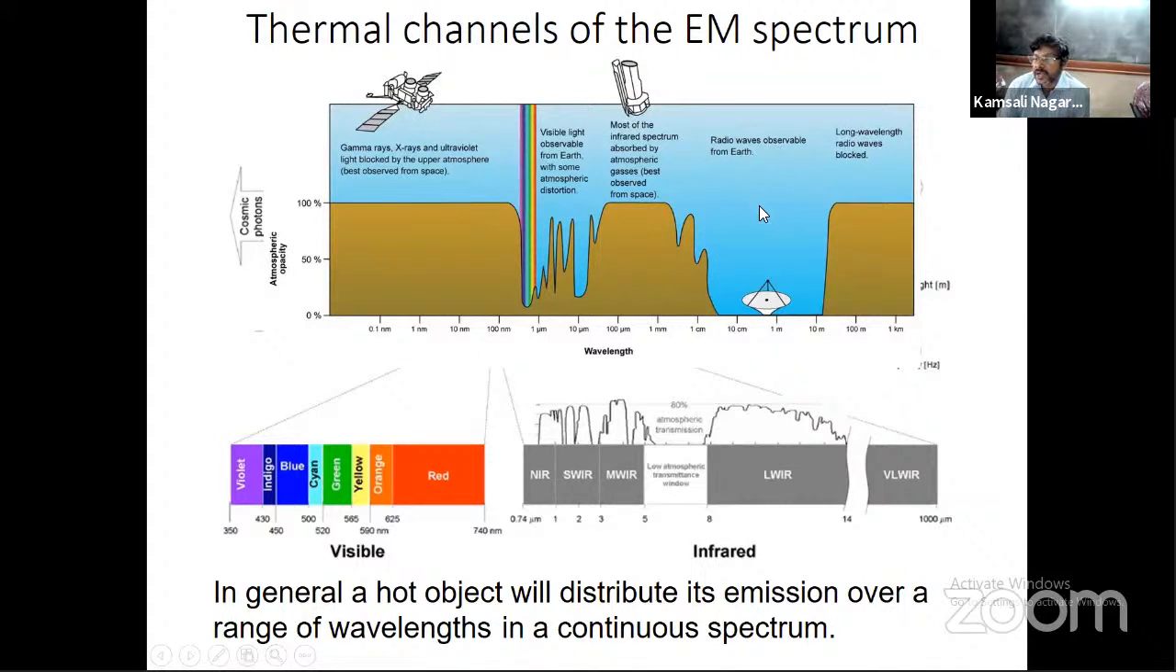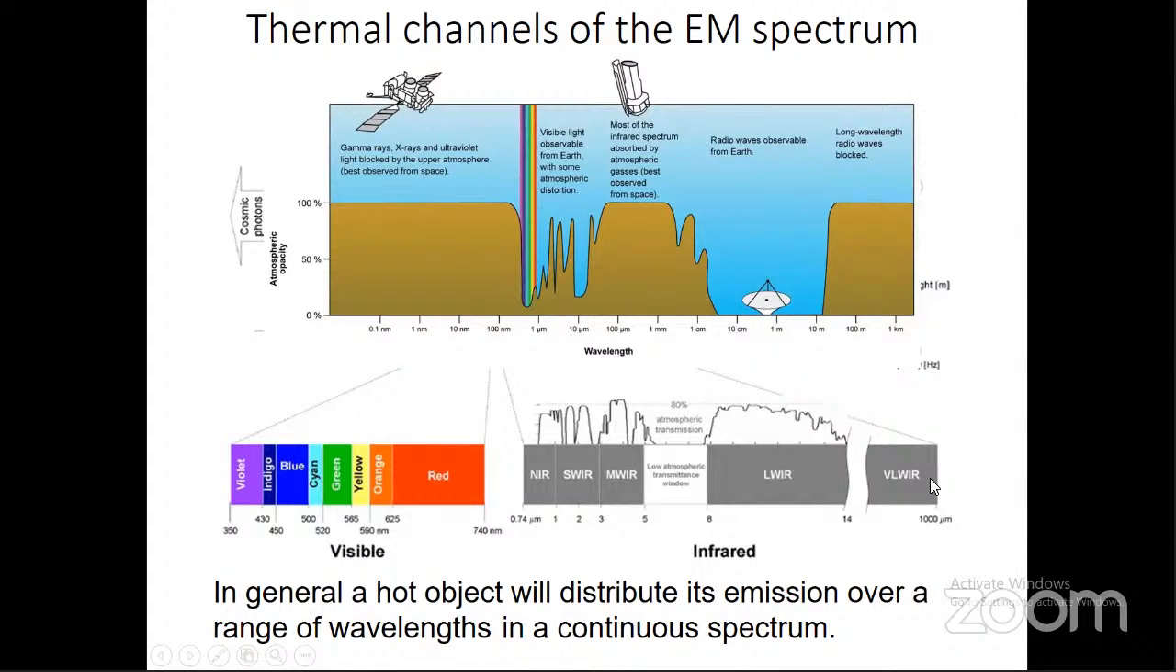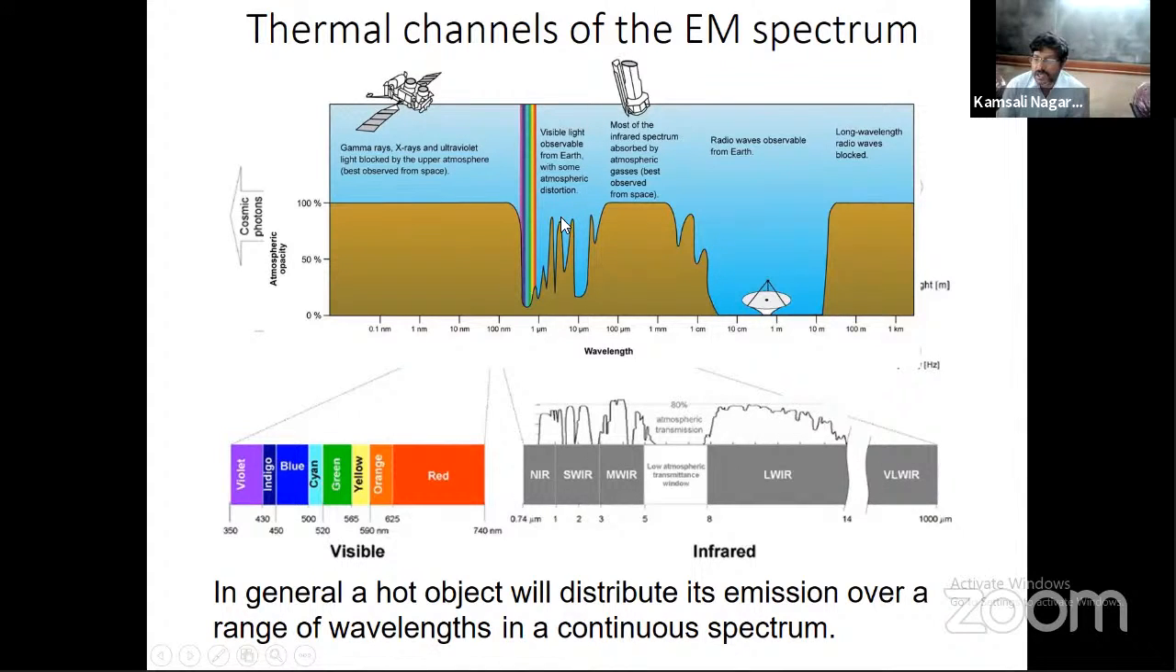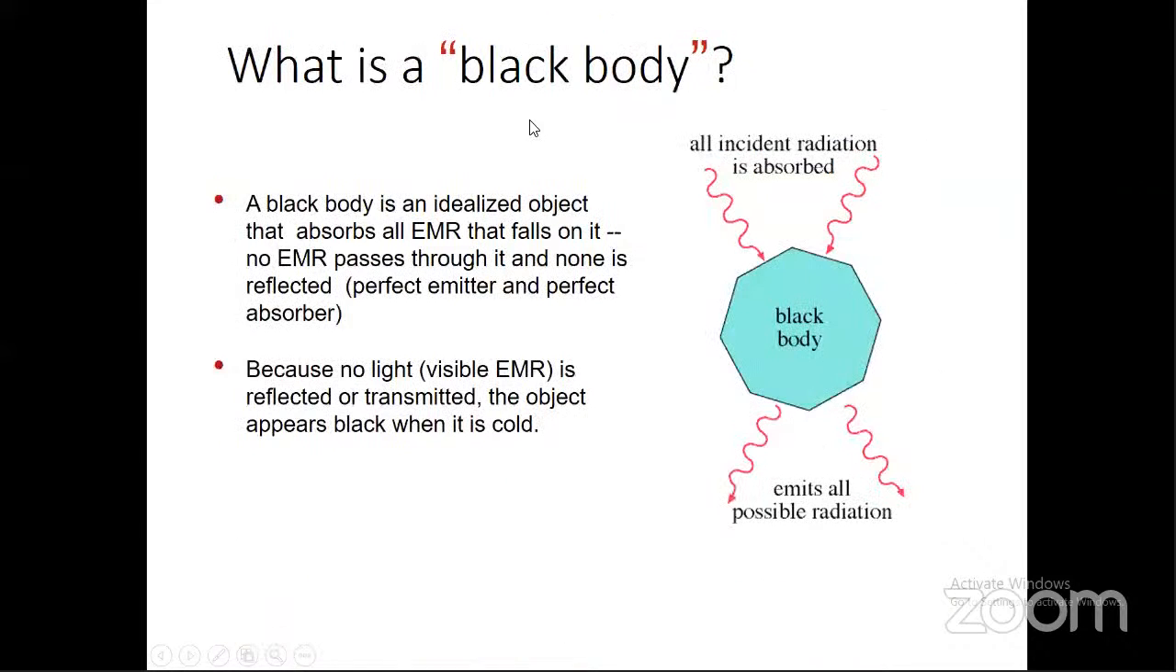Radio waves are observable from the ground. That is why all communications, particularly satellite communications, are in the radio wave domain. Long wavelength radio waves, more than 10 meters to about 1 kilometer, coming from space will also get absorbed. See the bottom: this is for near infrared, short wave infrared, medium wave infrared, and long wave infrared radiation. In general, a hot object will distribute its emission over a long range of wavelengths, a continuous spectrum.